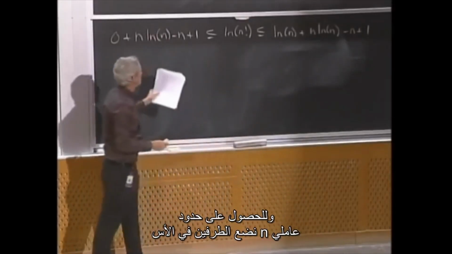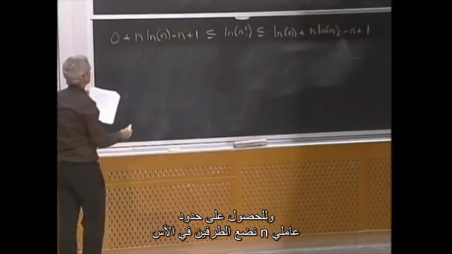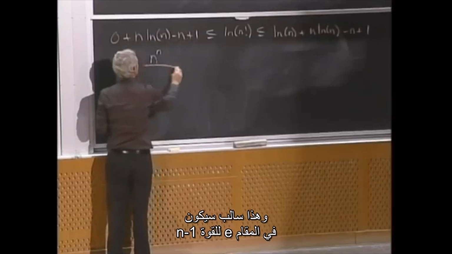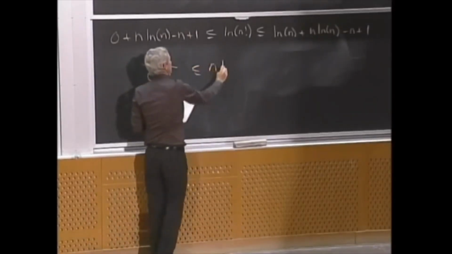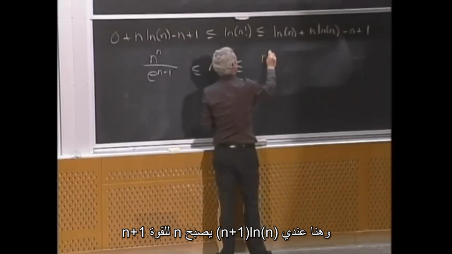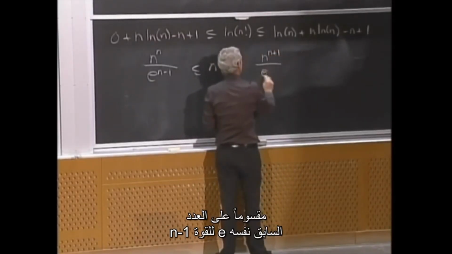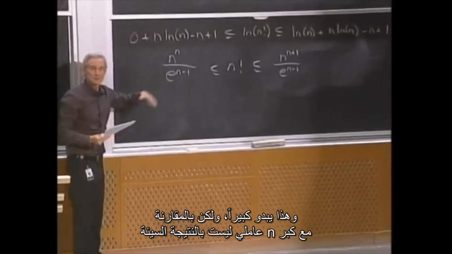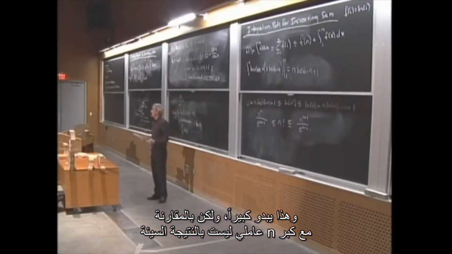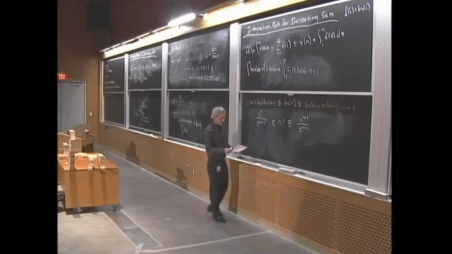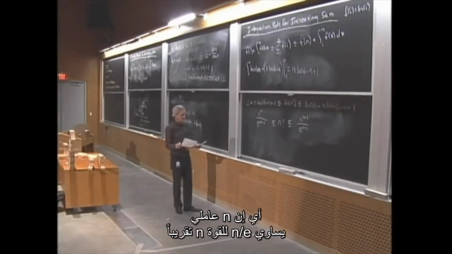Okay. So to get bounds on n factorial, we just exponentiate both sides. So I take e to this, that's going to give n to the n here. And then this is negative, that'll be e to the n minus 1. And here I've got n plus 1 times the log of n, so it's n to the n plus 1 over the same thing, e to the n minus 1. So we got very close bounds. They're within a factor of n, which sounds like a lot, but compared to how big n factorial is, not so bad. Pretty good bounds there. It's about, so n factorial is about n over e to the nth power.